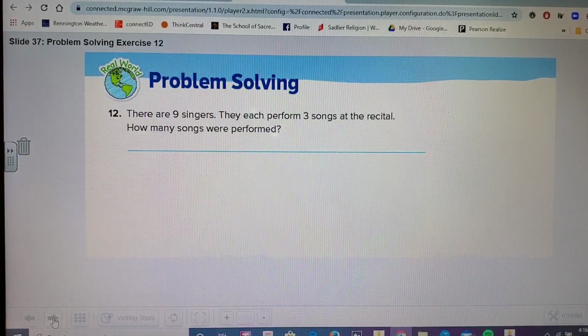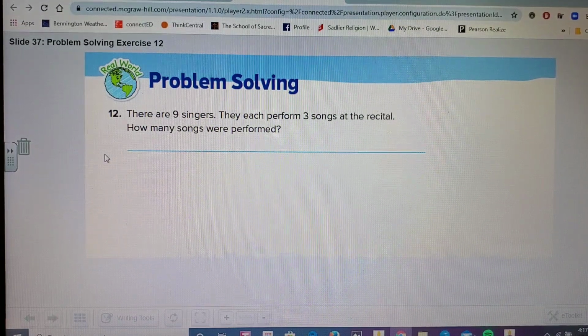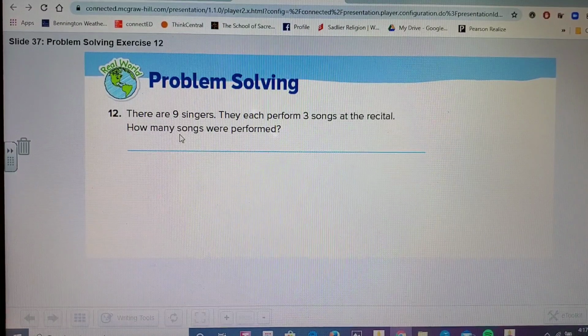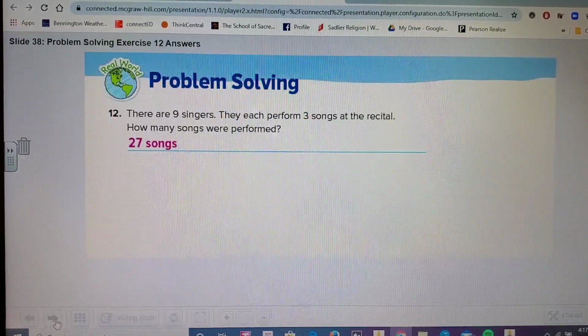We're going to do some problem solving, and we're going to do it together because this is all a little tricky. There are 9 singers. They each perform 3 songs at the recital. How many songs were performed? Remember, the word each tells you it's multiplication or division. And since this is multiply by 3, we're going to multiply. So you have 9 singers, so you write 9 times 3. Look on your multiplication chart, and you'll see that you have 27 songs.